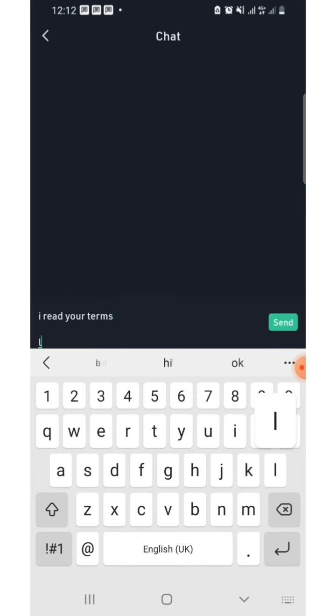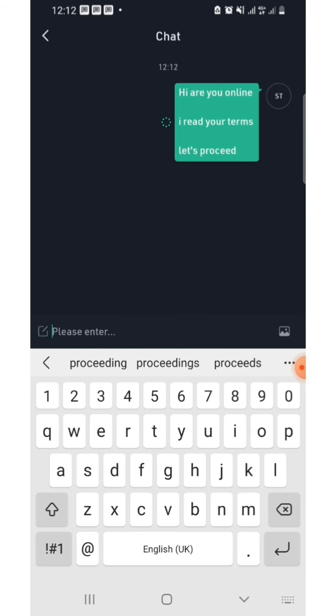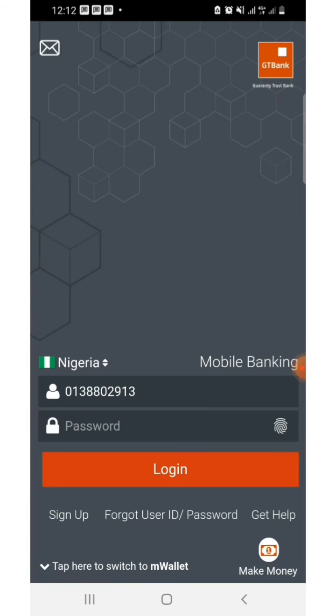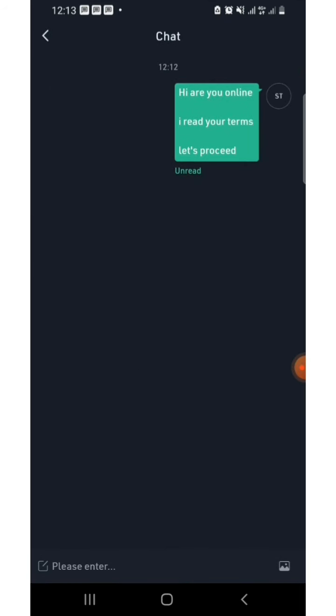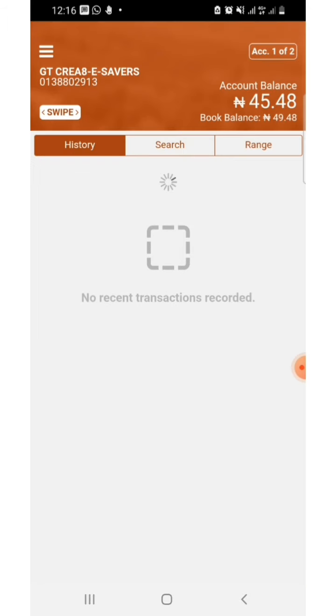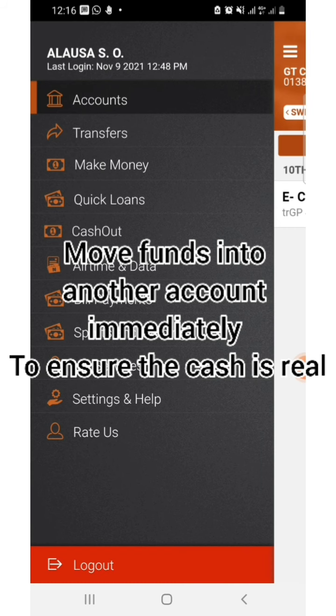P2P is highly risky. So I would actually prefer you trade with any vendor you trust and you know. Most of my friends trade with me directly. So I've entered the trade, I'm checking my account, waiting for the buyer to send the money. And I'll be checking the account from time to time to confirm if the funds have entered. The buyer says he has paid, so I'm checking, I haven't seen the money. Okay, I refreshed and now I've seen the money, but it's not on my ledger balance.